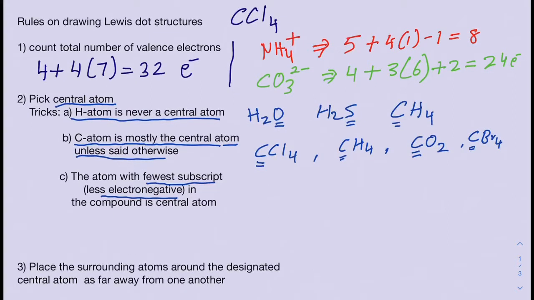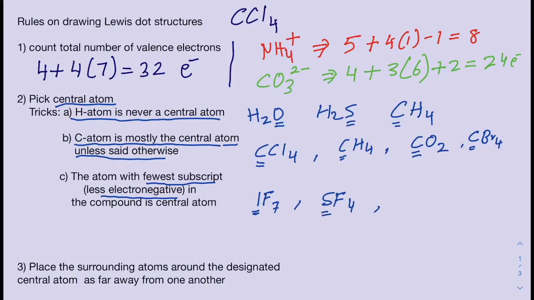What if you have IF7? Okay, so in IF7, iodine has a subscript of 1 and fluorine has a subscript of 7. So that means iodine is going to be your central atom, and iodine is indeed less electronegative than the fluorine. What about SF4? Okay, so in this case, fluorine has 4 subscripts and then 1 subscript for the sulfur.